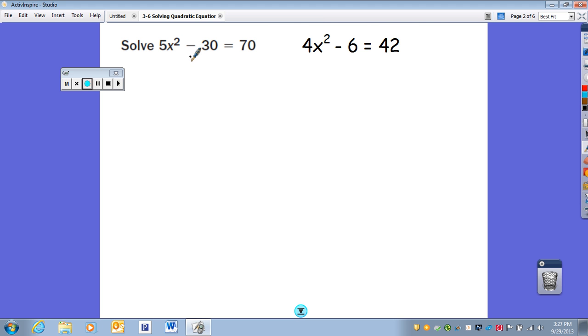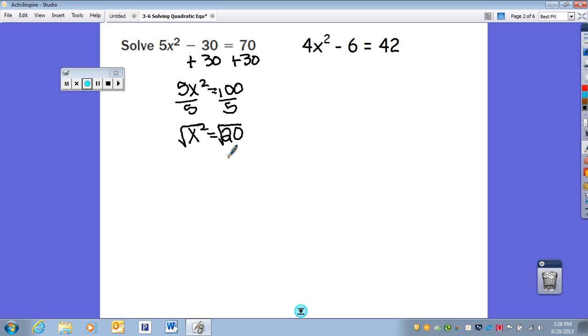So the first thing we'll do is we will add 30 to both sides. And we will have 5x squared equals 100. And then we'll divide both sides by 5. So we have x squared then is equal to 20. And so now to solve, we will do the opposite operation to get rid of the square, which is to take the square root. A square and a square root cancel each other, so we have x equals.